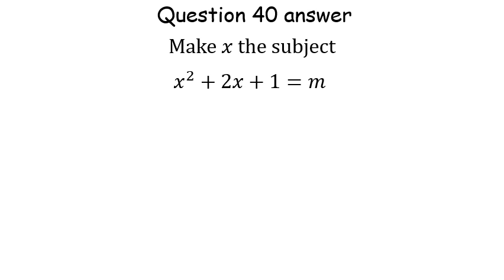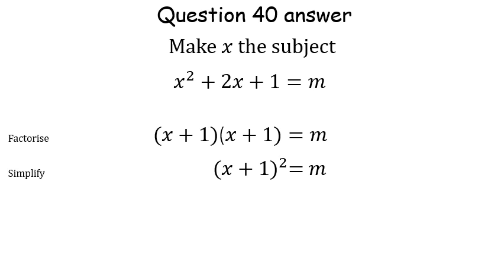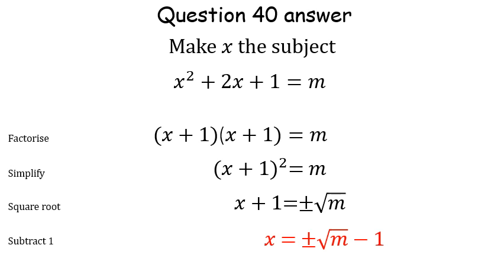Question 40. I started by factorising the left-hand side. This left me with x plus 1 squared, so I square rooted both sides and then subtracted 1, getting x equals plus or minus the square root of m minus 1.